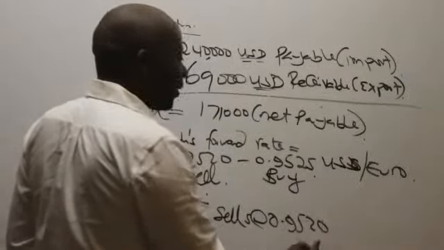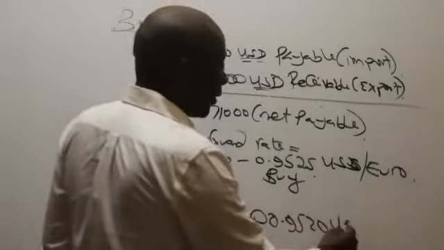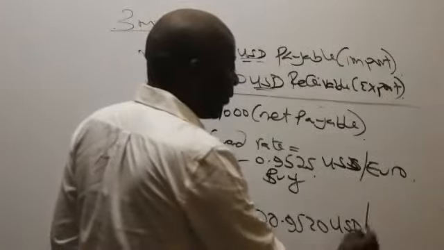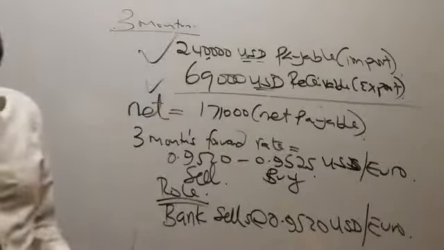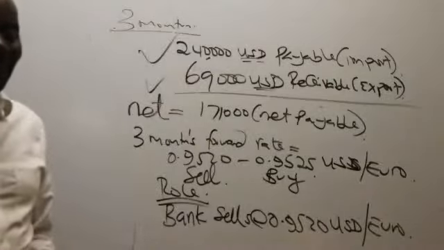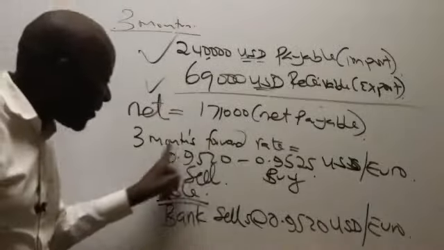USD per euro. So the bank sells, and we can see the selling rate is here.